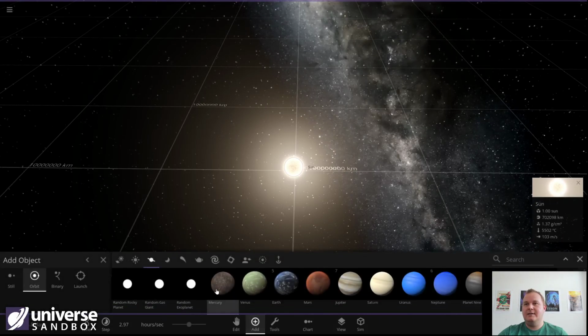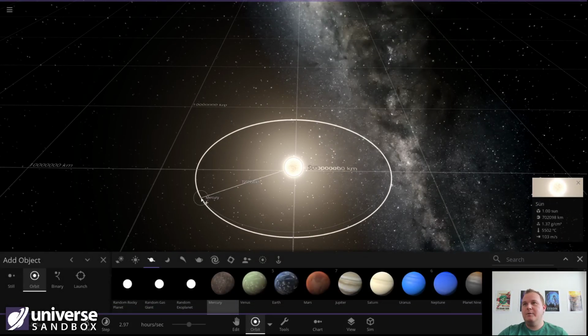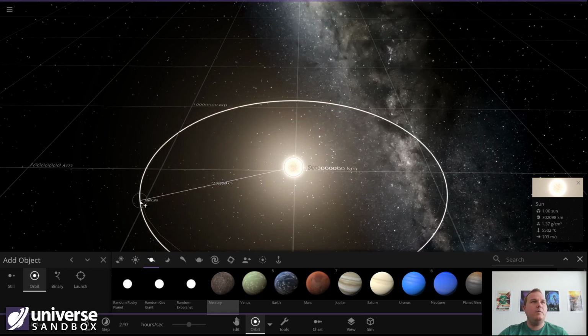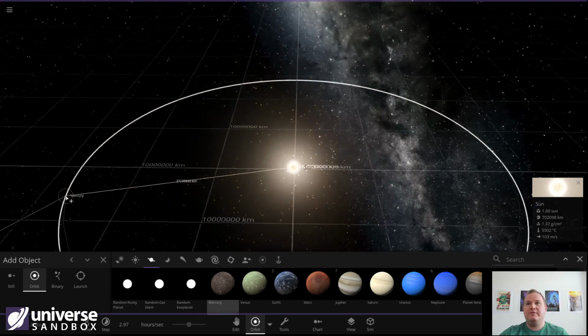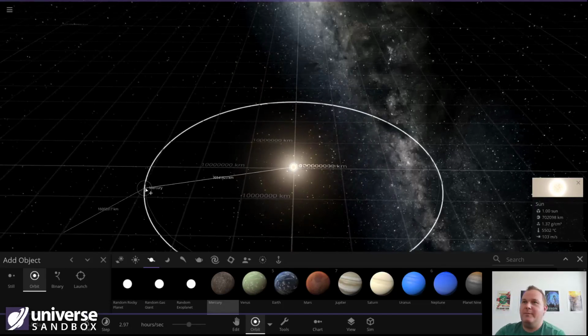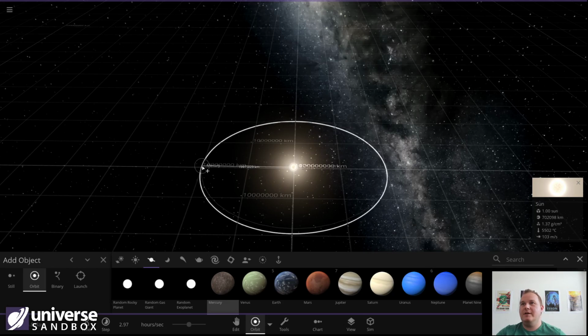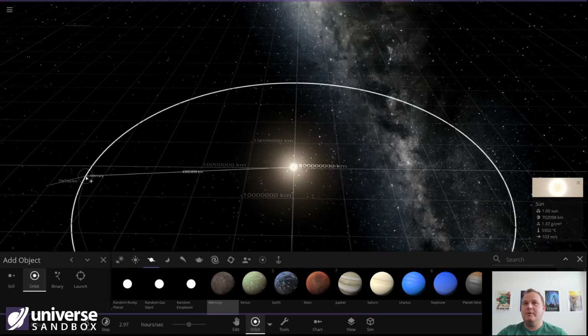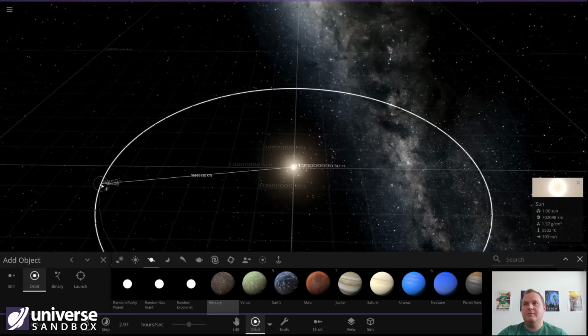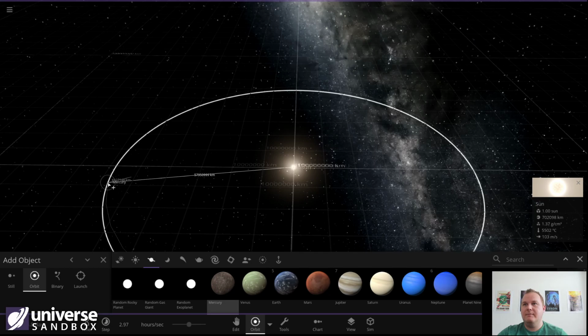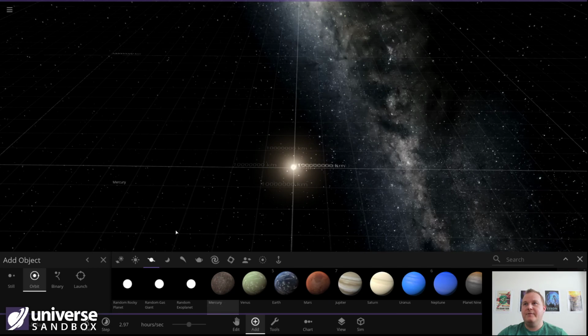We're going to add the planet Mercury. Okay, so now we're in kilometers. So see, it was in meters before. We want 57.9 million kilometers. So we're going to have to go a bit further. And the grid kind of gives you a bit of help there. There's 10 million kilometers right about here. Here it is. So we're going to 57.9. Too far. 57 million kilometers. 57.9. That's pretty close. There we go. That's a bit better.